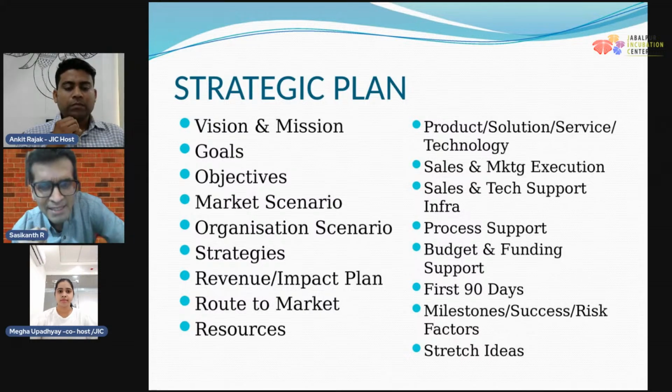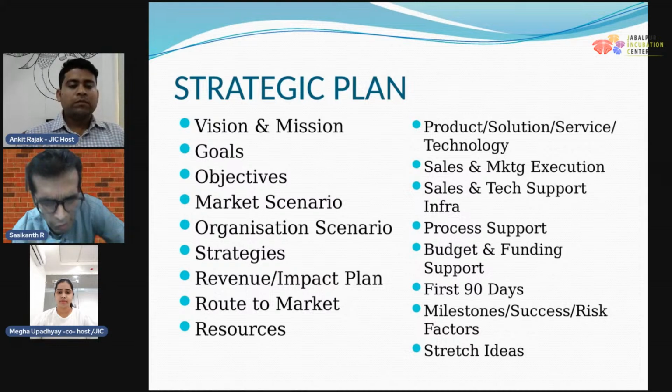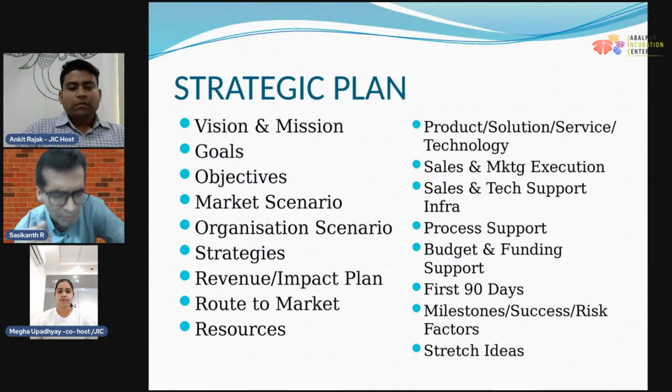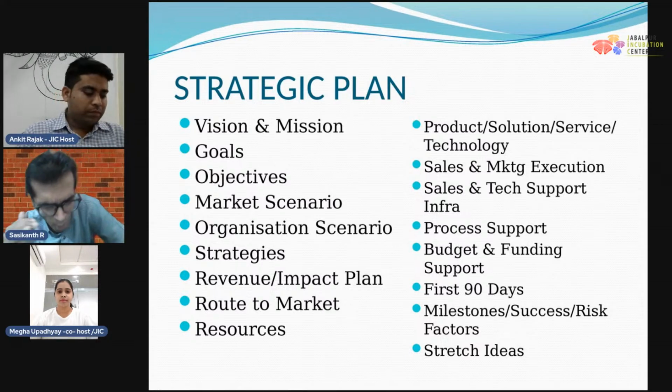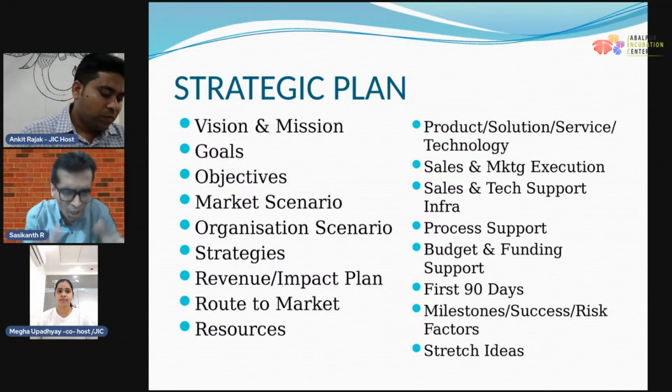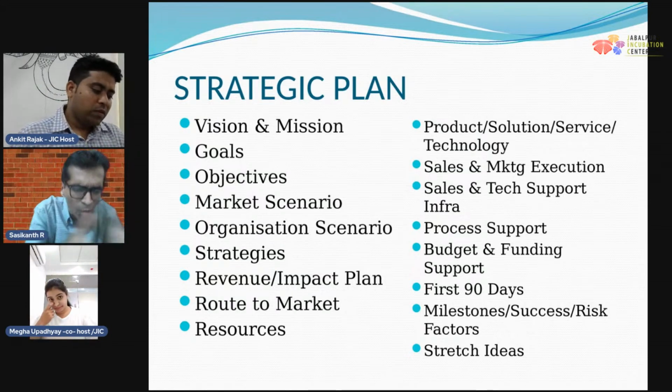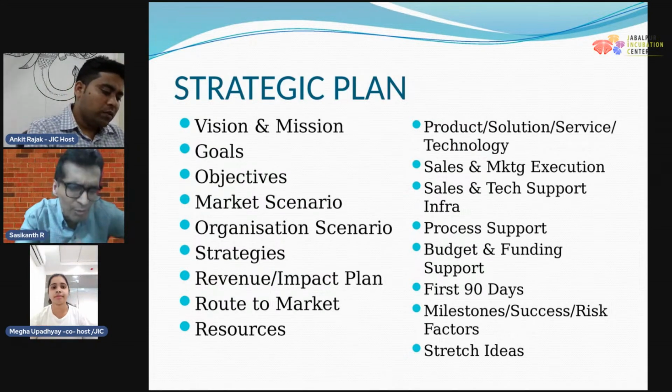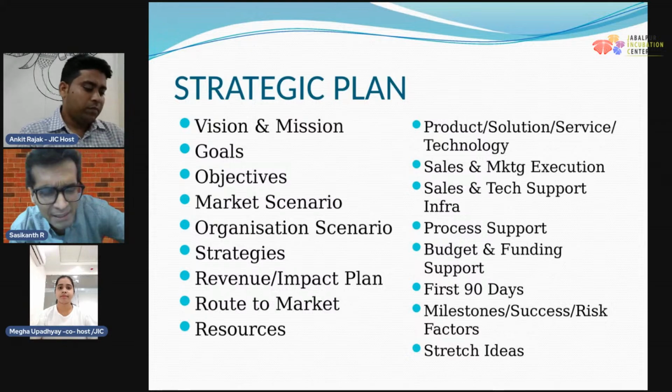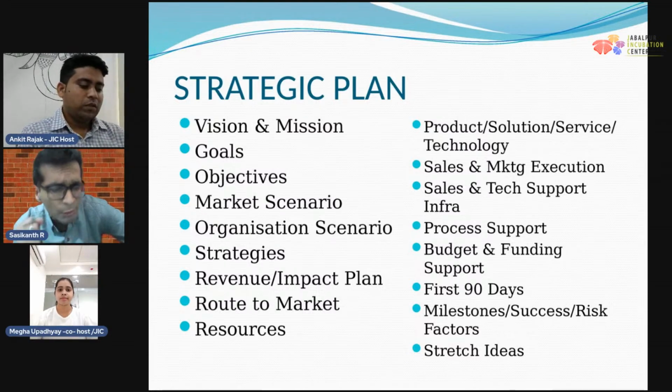Then comes the sales and marketing execution. When I say sales and marketing execution, how many sales people you will deploy in your head office, or across the regions, how many people will look after end customers, how many will look after customer support, how many will look after mid-market customers, how many will look after enterprise customers, how many will look after account management, how many will look after channel managers. Those are the kind of sales planning and execution that you are planning to do.